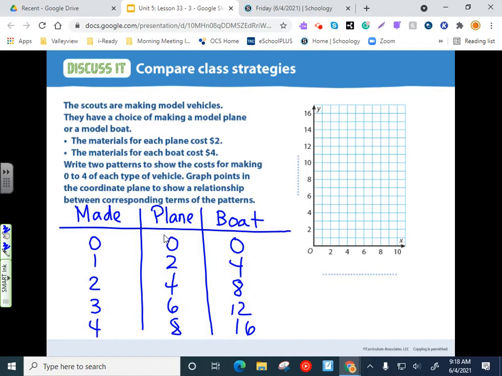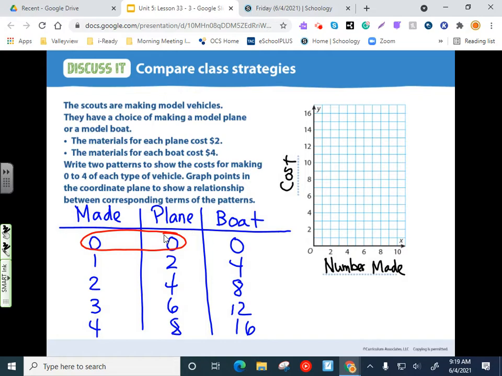And what we can do is we can use these corresponding terms to kind of map out the plane and the boat. So for example, I'm going to have 0, 0. Oh, shoot, I should do this first. Sorry about that. We need to label what these axes are going to be. So this down at the bottom is number made, number of vehicles made, and over here is going to be the cost. So if you label that in your notes, that'd be great.